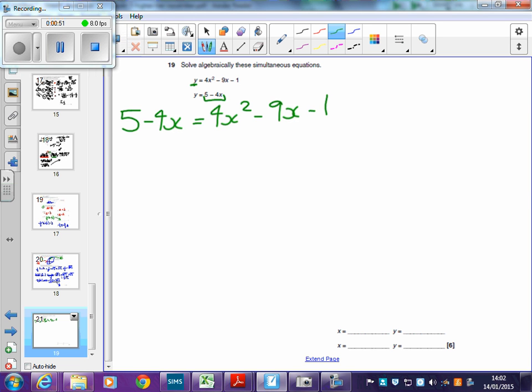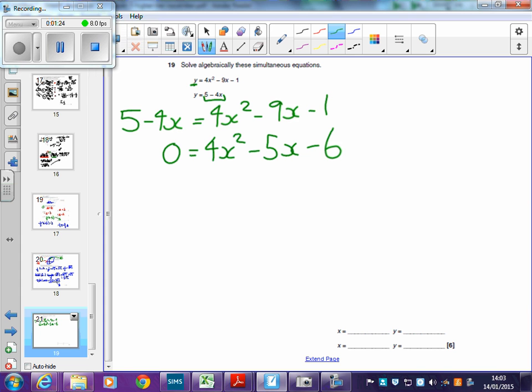Now this is a quadratic equation because it's got squared bits in it, so your first job is to make it equal to 0, and really you want to keep the squared positive. So I'm going to move the things that are on the left across to the right, so I'm left with nothing on that side. On this side I'm going to have 4x squared, I've got minus 9x and minus 4x comes over. Minus becomes a plus, so I've got minus 9 plus 4, which becomes minus 5x. And then I've got minus 1, take away 5 that comes across, so that becomes minus 6.